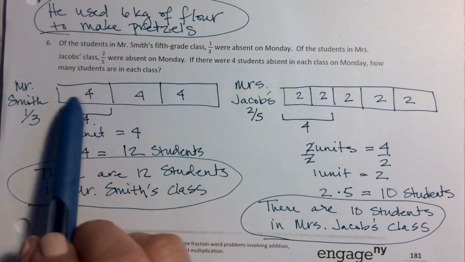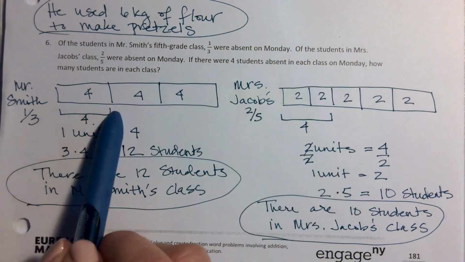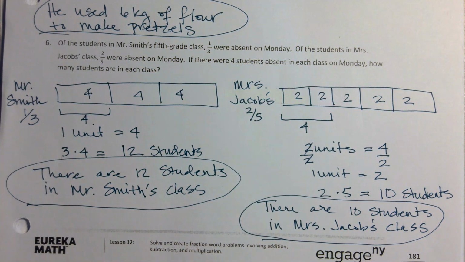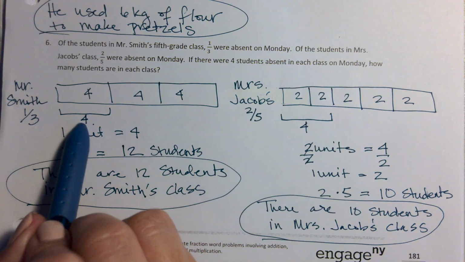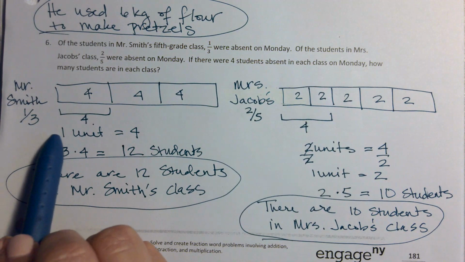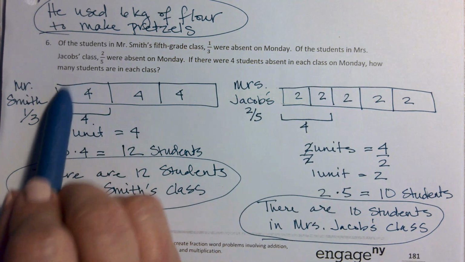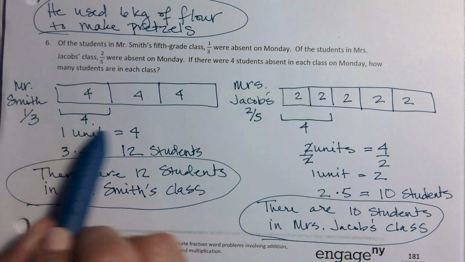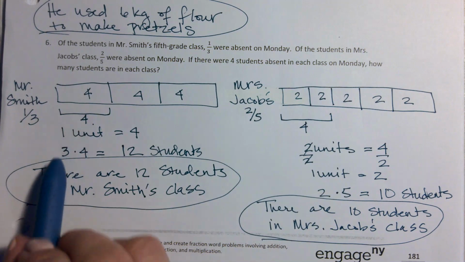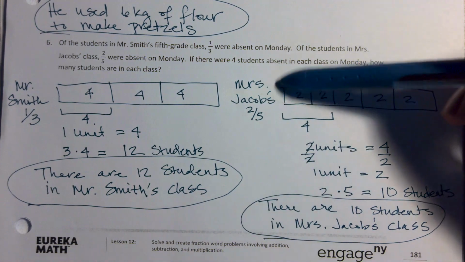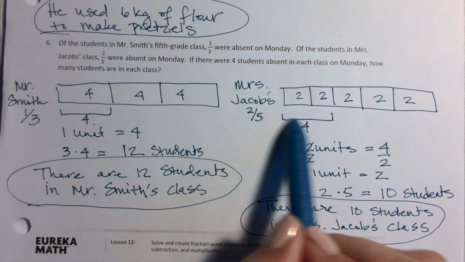So Mr. Smith, 1/3 of the students were absent, so 1/3. And we know that 1/3 equals 4, right? We know that there were 4 students absent in each class. So 1 unit equals 4, because I need 1/3. 3 times 4 is 12 students. There are 12 students in Mr. Smith's class. Now, Mrs. Jacobs is 2/5.